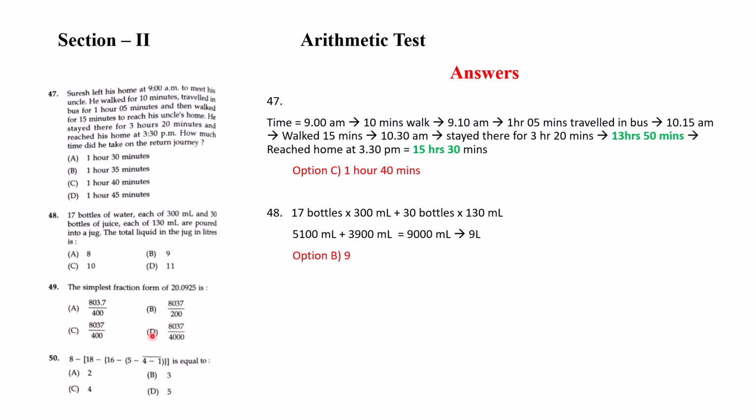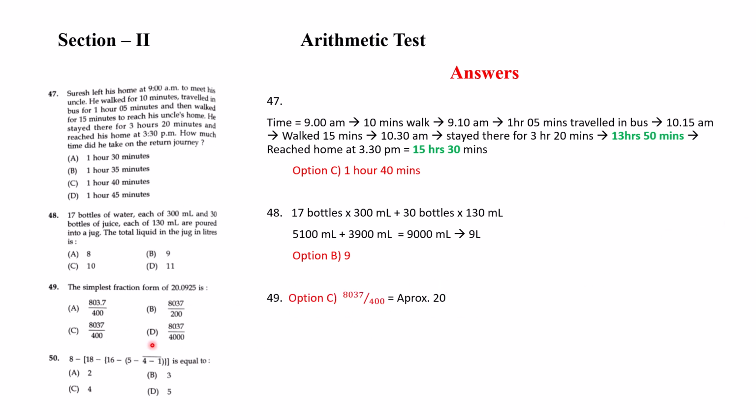When I check with option D, this would be 8000 divided by 4000. When I just round it off to 8000, these 3s get cancelled, 4 ones are 4, 4 twos are 8. Therefore, this answer would be 2 here. Therefore, these three options are not even close to this answer. Therefore, option C would be the right answer. This is going to give me 20 point something. Therefore, correct answer for question number 49 would be option C. Approximately 20 this gives.